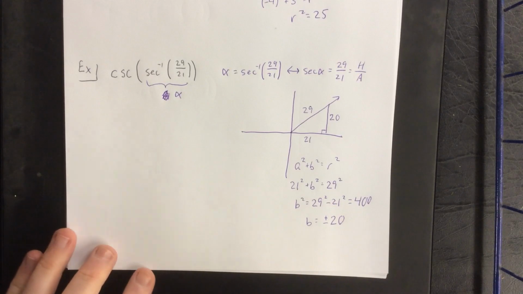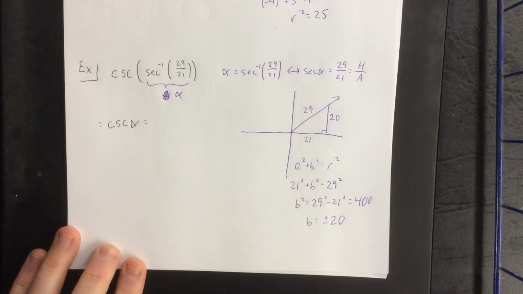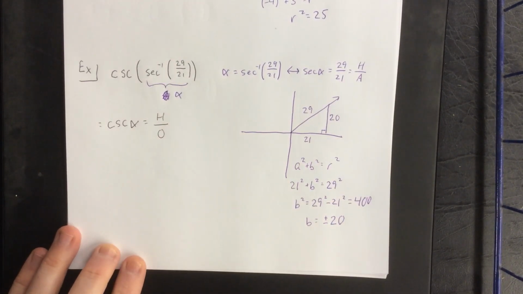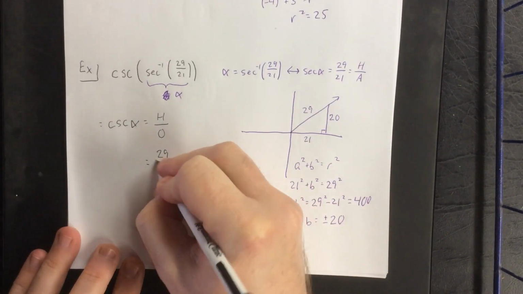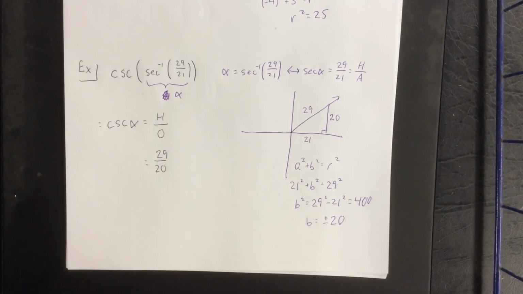Heading back to the original problem, we were now looking for the cosecant of alpha. If you'll kindly recall, cosecant is hypotenuse over the opposite side. Hypotenuse is 29. The opposite side is 20. That takes care of that.